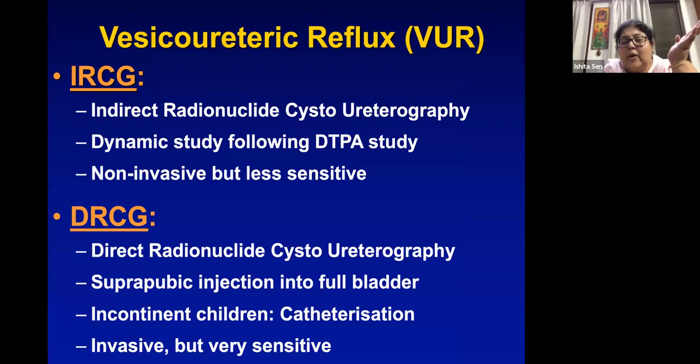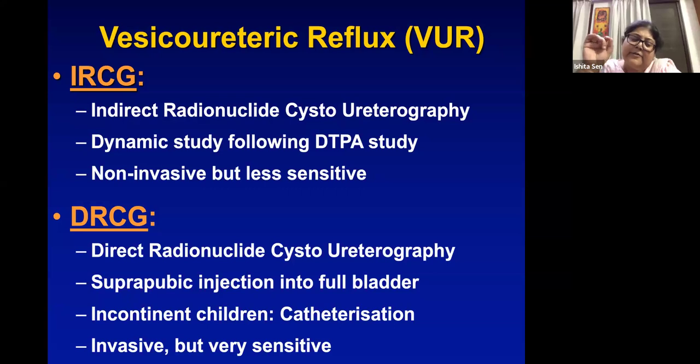Next is the DRCG or IRCG, which is called the indirect radionuclide cystourethrogram. This is basically done as part of the DTPA study. You ask the patient to void at the end of the DTPA scan, and if the patient has a marked vesicoureteric reflux, you may be able to see the kidney, which had already cleared out, visualized once more. Again, the sensitivity of an IRCG is very low. So most of the time, the scan being done is a DRCG scan.